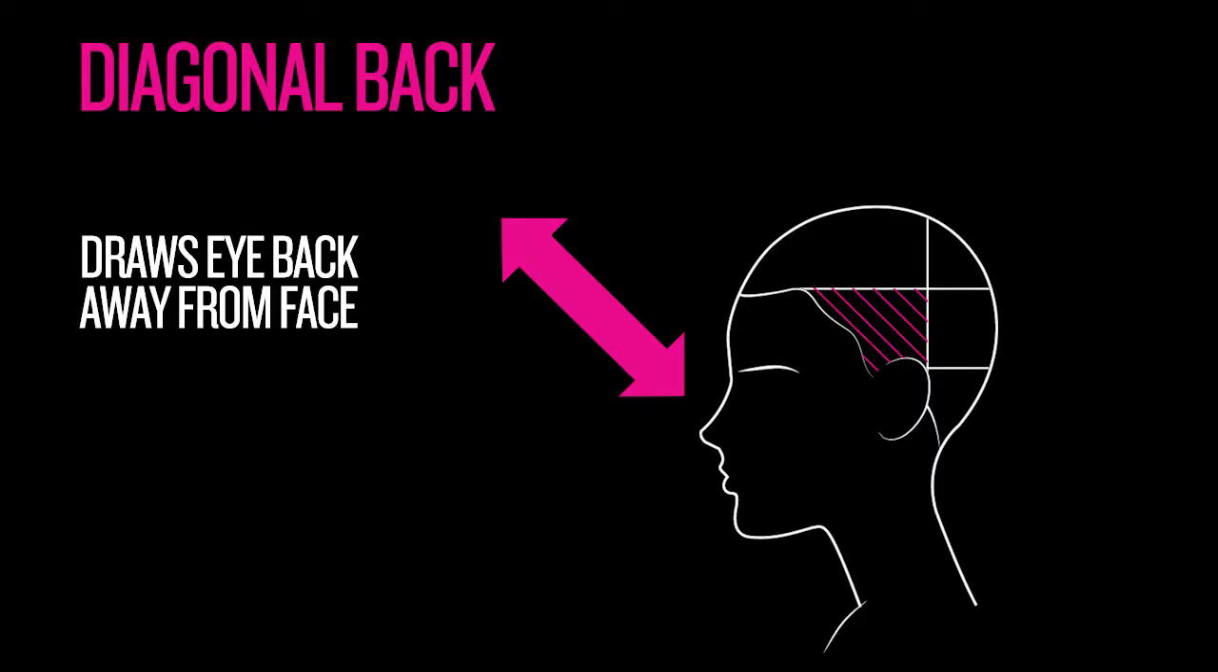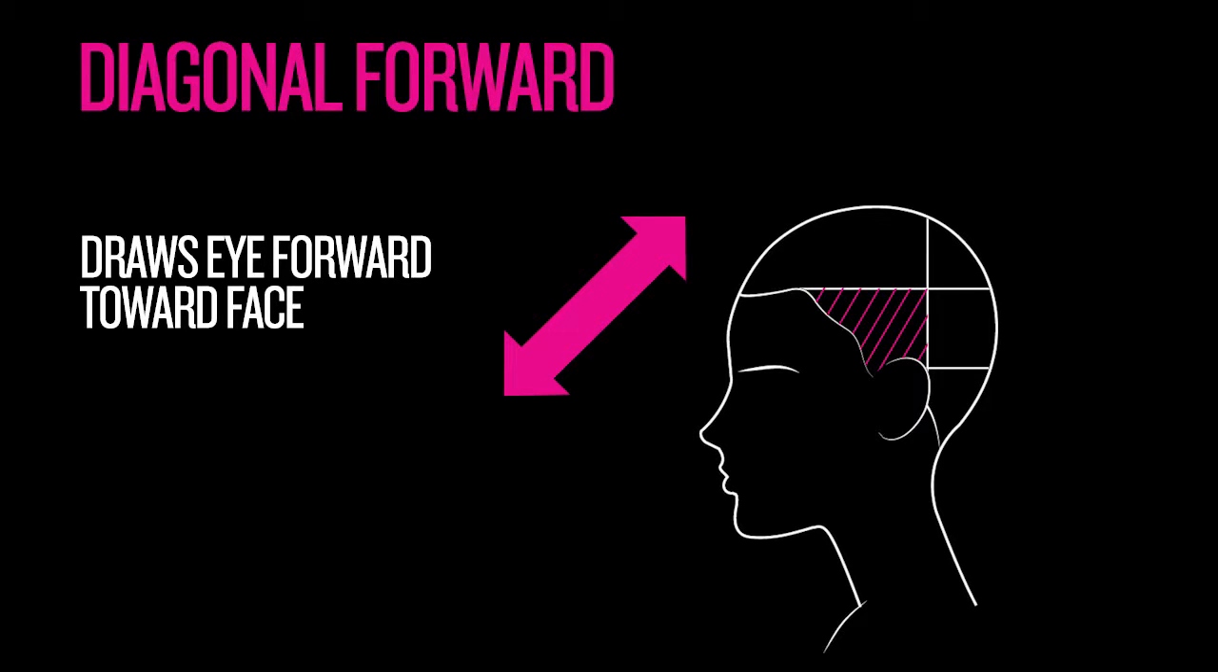There are 2 types of diagonal lines we work with. Diagonal back to enhance backward movement in a design by drawing the eye back and away from the face, and diagonal forward to enhance forward movement in a design and draw the eye forward and towards the face.